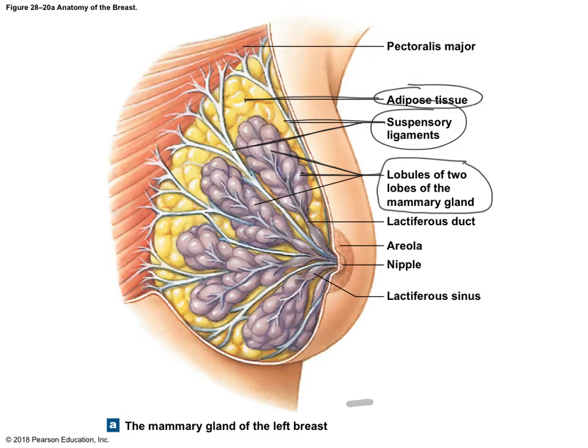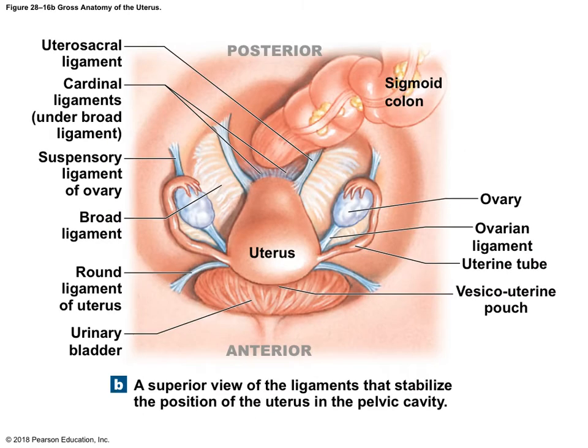The nipple is the pointed protrusion of the breast, and surrounding the nipple is a darker colored area called the areola. Here's another diagram of the uterus in which we have a bird's eye view. And so here we have the posterior side, and then here we have the anterior side of the body. And the uterus sits a little bit closer to the anterior side of the body.